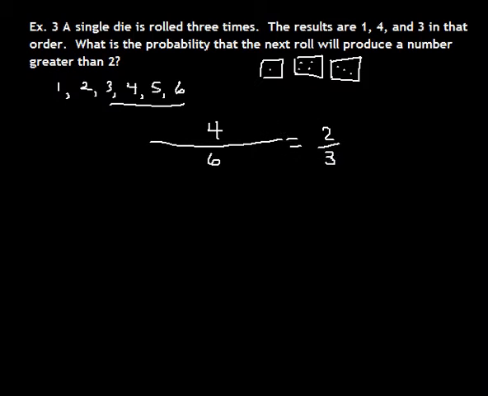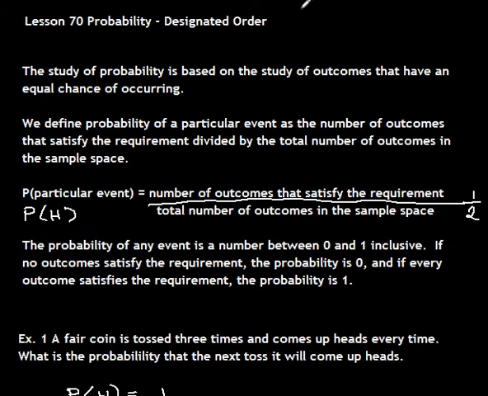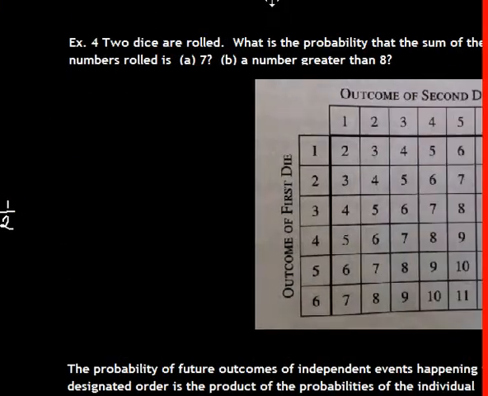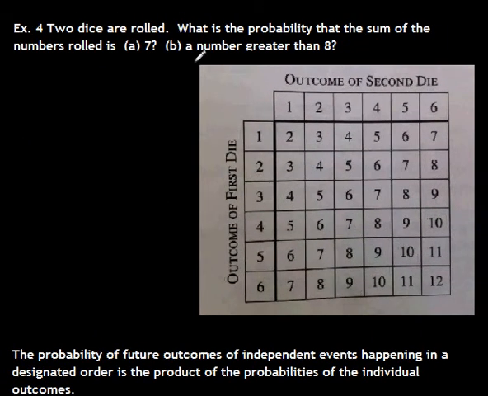Let's go on to something a little bit more complicated. 2 dice. Here we go. 2 dice are rolled. What is the probability that the sum of the numbers rolled is a 7? So it's the sum of the numbers rolled is a 7. So here we go. This is all our possible outcomes, this chart. If you roll 1 and 1, you get 2. These are all the things that could possibly be.